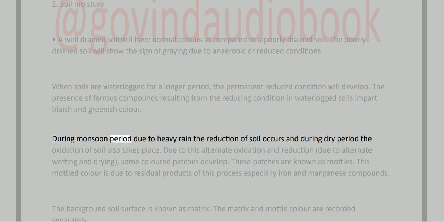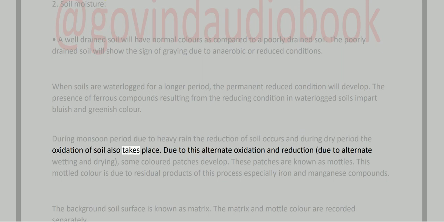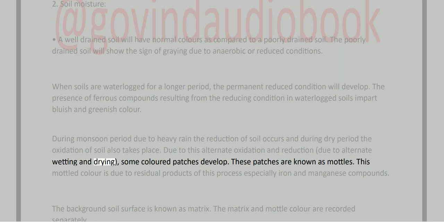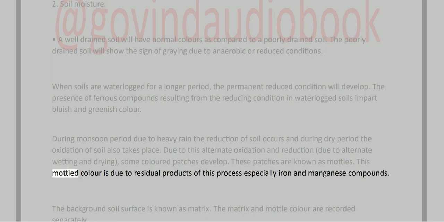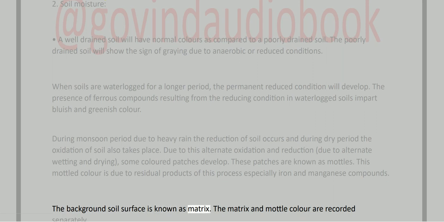During monsoon period due to heavy rain the reduction of soil occurs and during dry period the oxidation of soil also takes place. Due to this alternate oxidation and reduction, due to alternate wetting and drying, some colored patches develop. These patches are known as mottles. This mottled color is due to residual products of this process, especially iron and manganese compounds. The background soil surface is known as matrix. The matrix and mottle color are recorded separately.